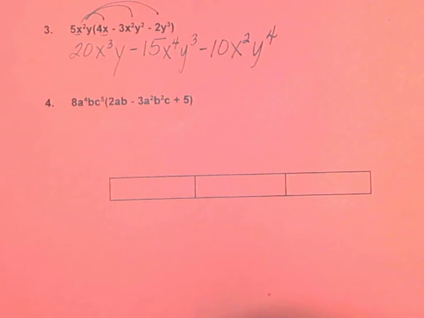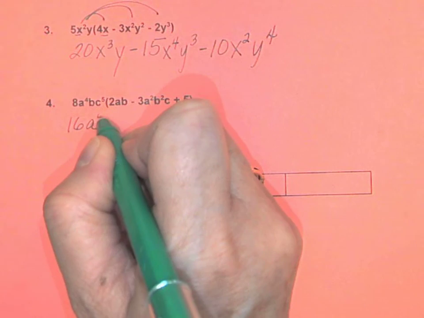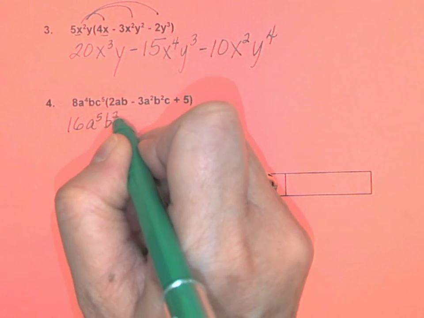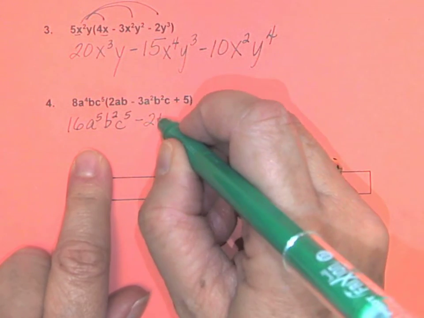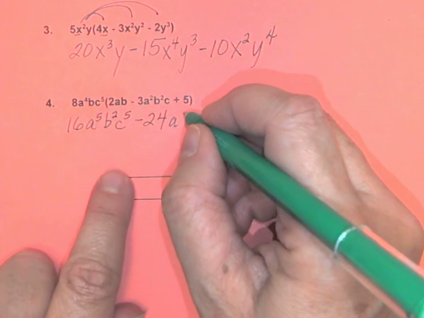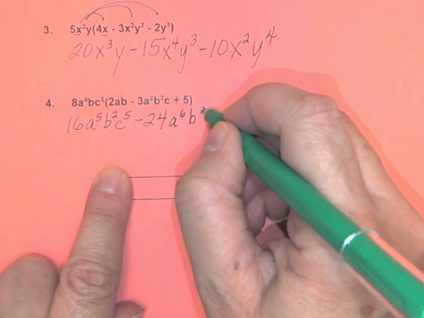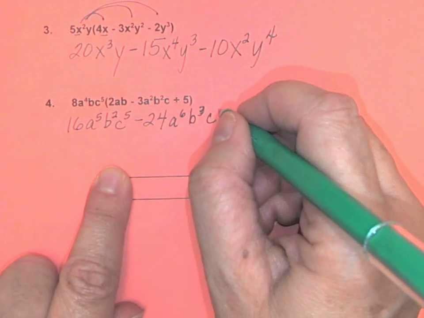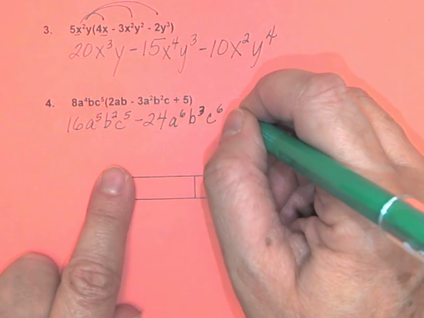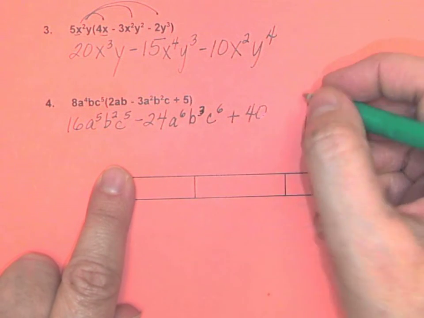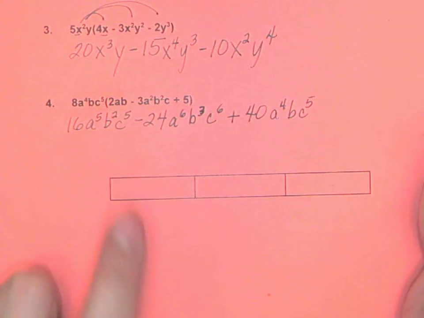On the last example, 8 times 2 is 16. A to the 4 plus 1, b to the 1 plus 1, and then there's no more c's, so it stays 5. 8 times -3 is -24. A to the 4 plus 2 is 6. B to the 1 plus 2 is 3. C to the 5 plus 1 is 6. Then we get down to just a constant. 8 times 5 is 40. Since it's positive, I put a plus sign, and then I just keep the variables and exponents as they are because there was nothing to combine them with.